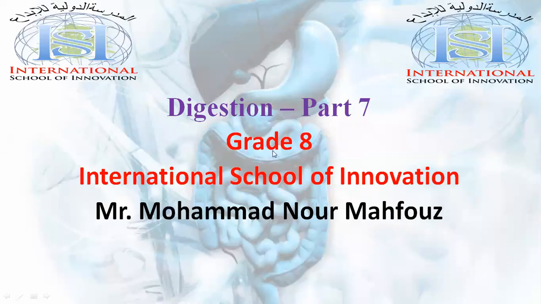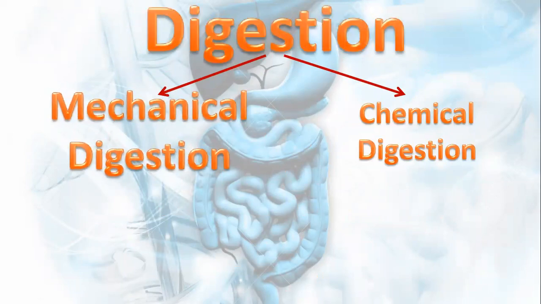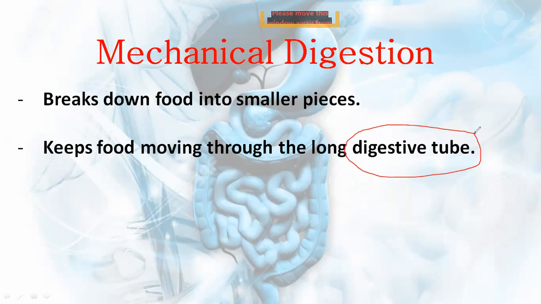So here we move for digestion for part 7 for grade 8. So we talk about the activity number 4. Digestion is divided into mechanical and chemical. So mechanical is going to digest the food into smaller pieces and will keep the food moving through the long digestive tube. If you remember, the digestive tube includes the mouth, esophagus, stomach, small intestine, large intestine, and finally the anus.